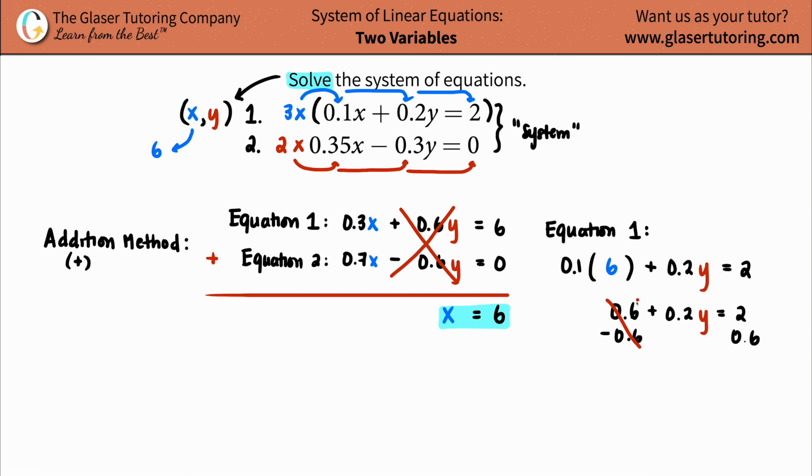So the 0.6 will cancel out here. You have 0, and maybe I'll put a line here. You have 0.2y equals 2 minus 0.6, which is 1.4. And now divide on both sides by 0.2. Right, 0.2 and 0.2. Now, let me just get rid of that. This goes bye-bye.